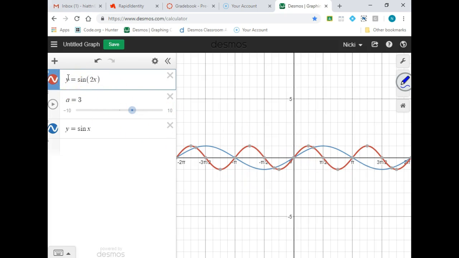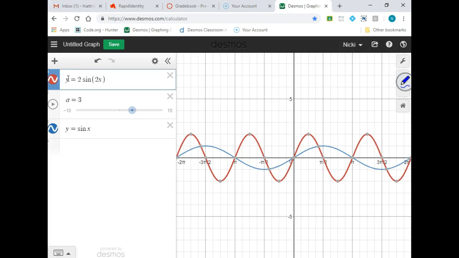Then we had 2 out front as well, right? So that 2, that's our amplitude. That stretches it out, makes it taller. Whereas 1 was the highest point this ever got to, now it goes all the way up to 2, all the way down to -2. All right?